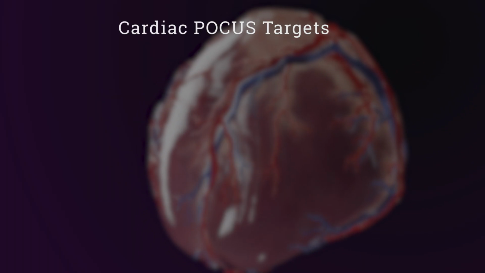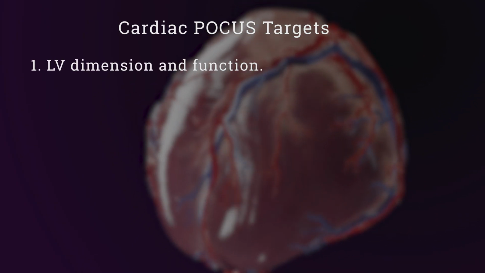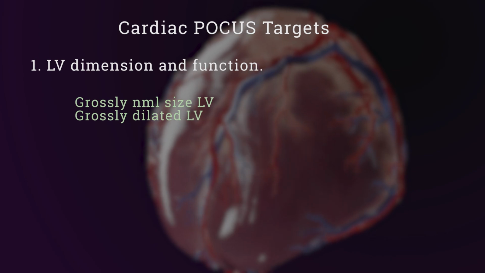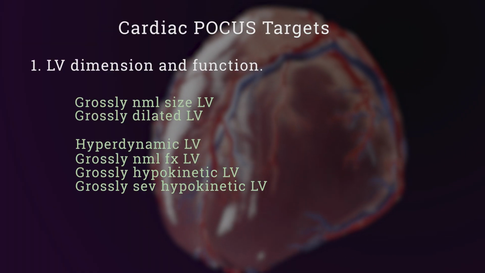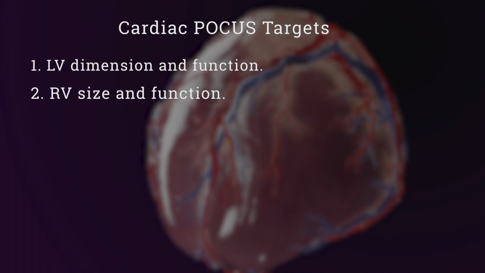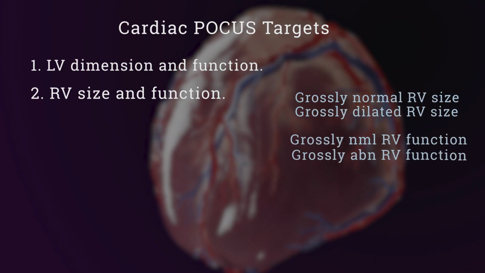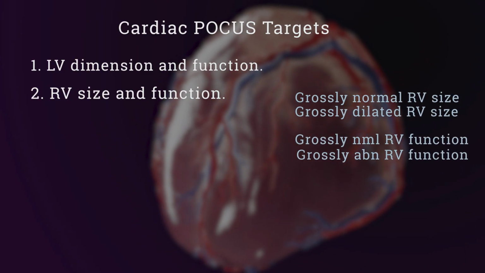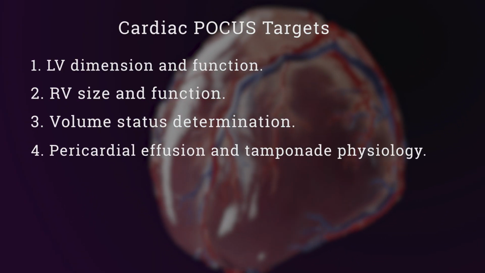The targets of the POCUS exam are as follows: left ventricular dimension and function. This includes a normal or grossly dilated left ventricle. The function of the LV could be hyperdynamic, normal, hypokinetic, or severely hypokinetic. Right ventricular size and function. Elements here include a size that is grossly dilated or normal. The function can be grossly normal or abnormal. Next is determination of volume status, followed by pericardial effusion and tamponade physiology.